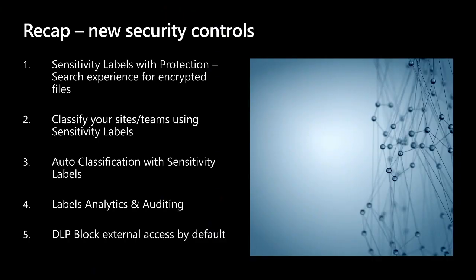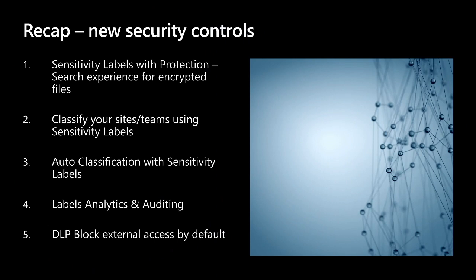OneDrive. So to recap, what we have shown so far in the security controls is: sensitivity labels for files with the encrypted labels now have a first-class experience. You can co-author them. You can see the search experience also worked. Second of all, for SharePoint sites or teams, now you can apply a sensitivity label, and hence the corresponding policies such as privacy will automatically get applied.